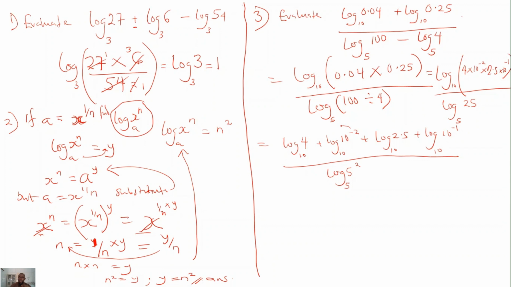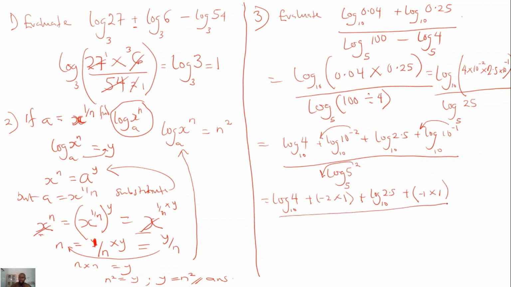Okay? Now, if we evaluate this, we can see that some of these have the same base. We can bring this one into here, and bring this one to here, so that we get log 4 to base 10 plus, now this one is coming to multiply this, minus 2 times log 10 base 10, which is equal to 1, okay, plus 2 log 2.5 to base 10 plus, let's break this one here, that will be minus 1 times 1 because log 10 to base 10 is equal to 1.